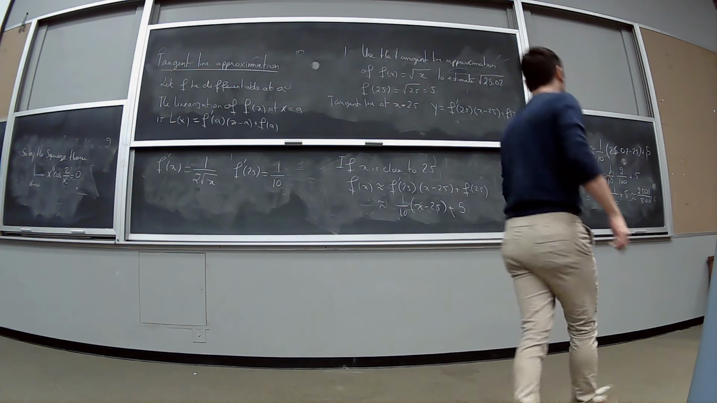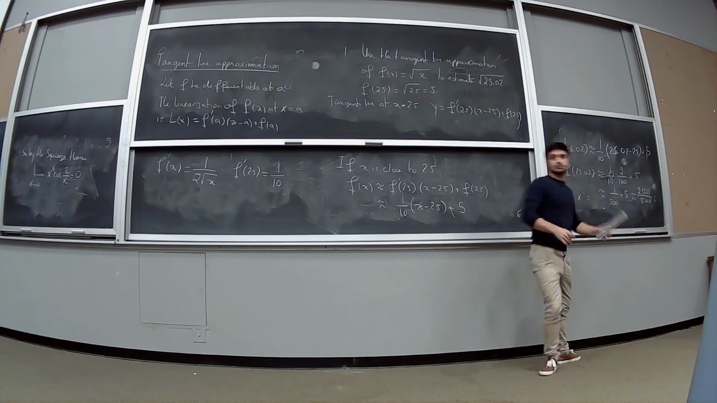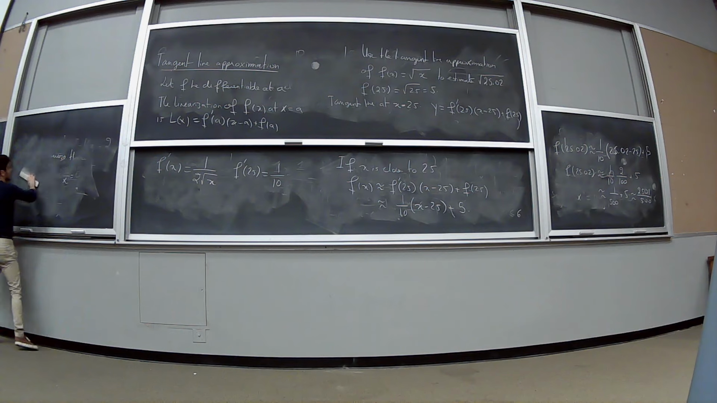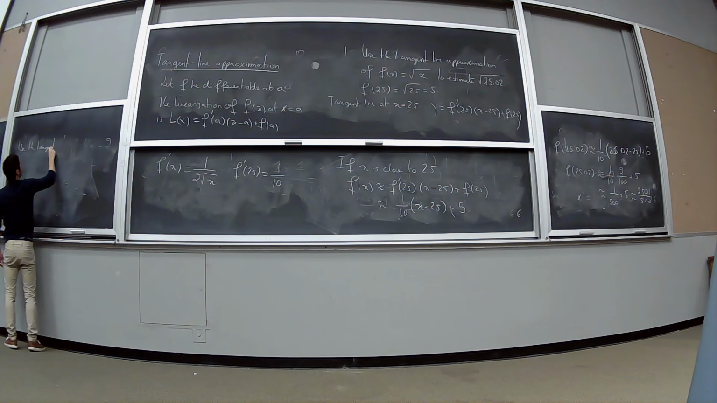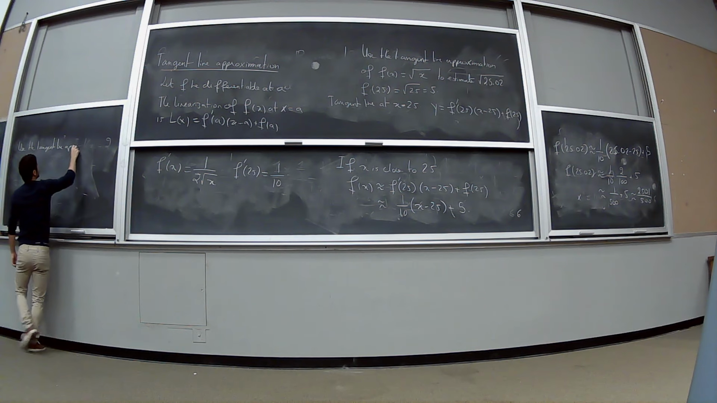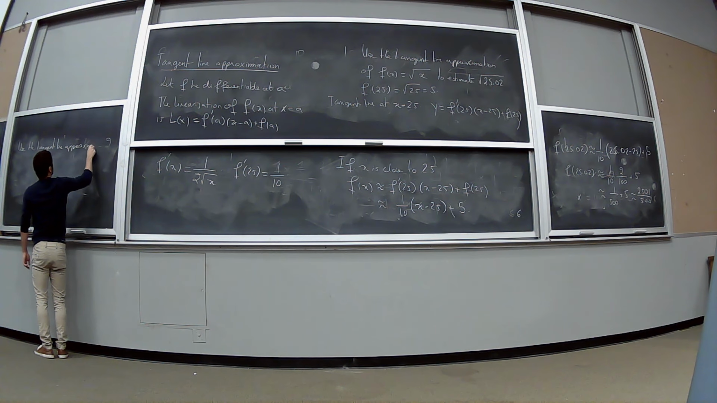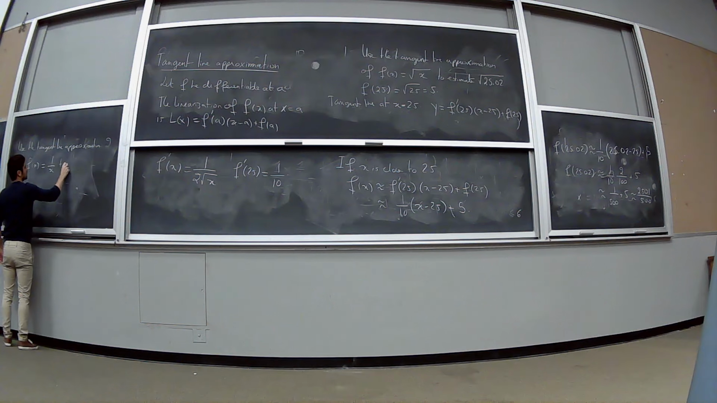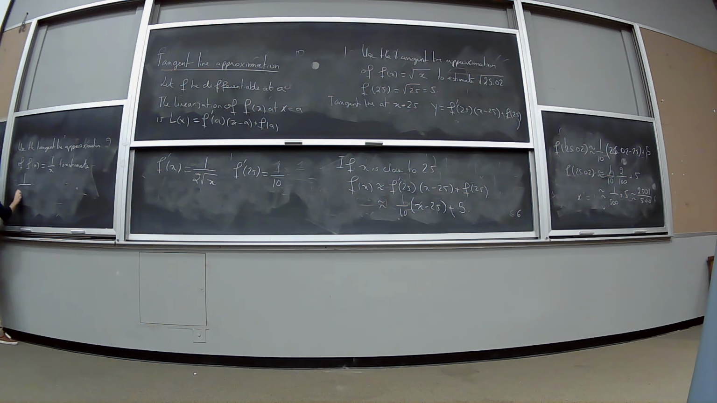Let's do one more. Use the tangent line approximation of f of x equal 1 over x to estimate 1 over 0.98.